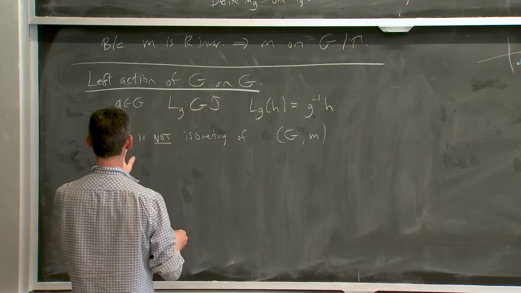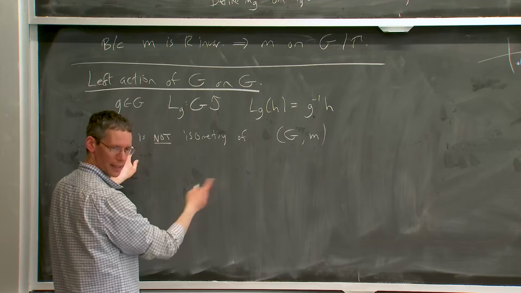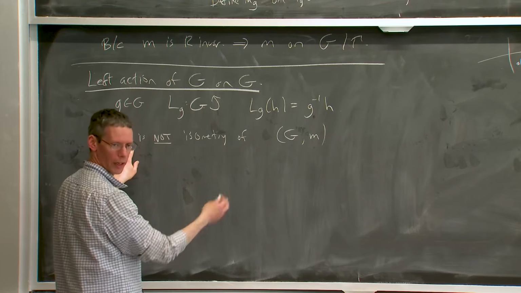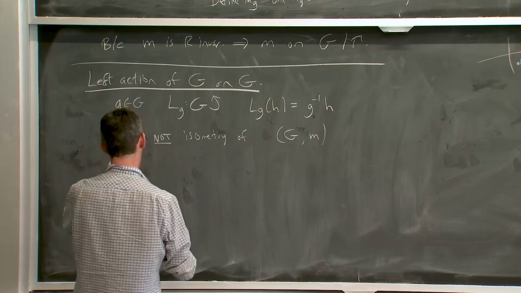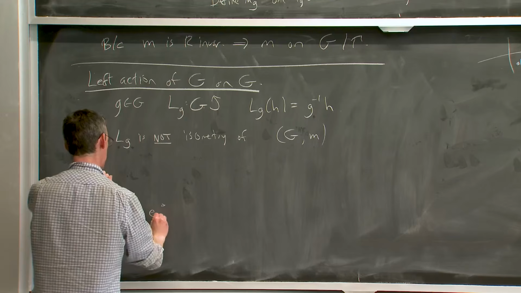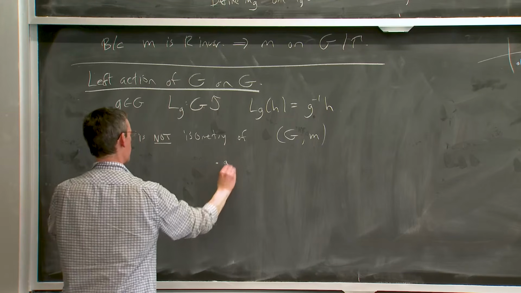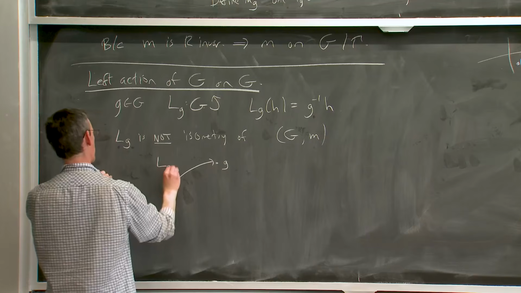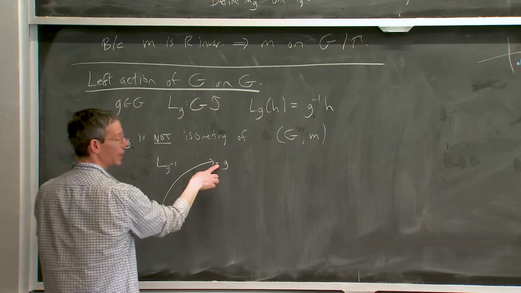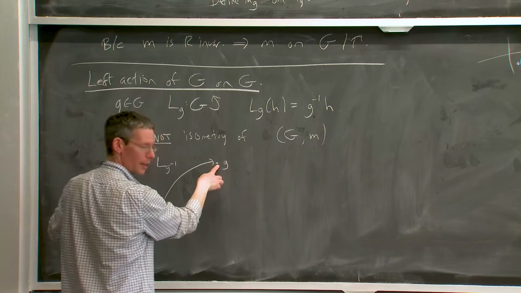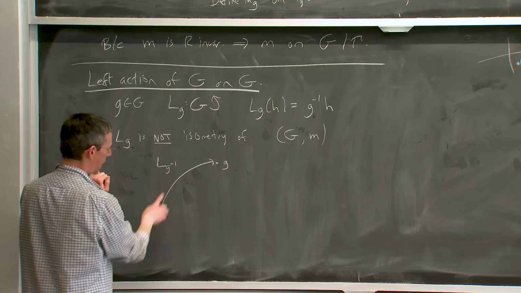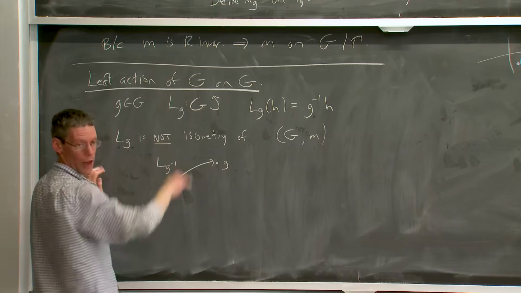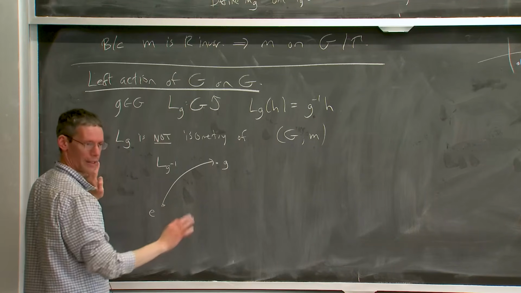So it's easiest to see what happens around the identity. And you can do it starting at other points, too. So here's the identity, and here's some G. I have a map, the left action by G inverse, that takes the identity over here. Now, it's not clear from what we've said whether this action preserves the metric. In fact, it distorts the metric.